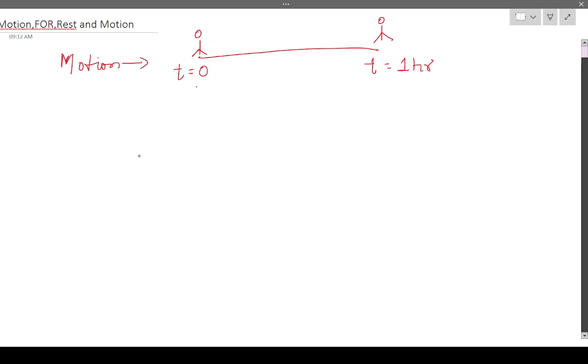Now, you are changing your position. Isn't it, yes or no? Then we can say that you are in motion. Now, this is along a single axis. If it's along a single axis, we will call such type of motion a 1D motion or one-dimensional motion.